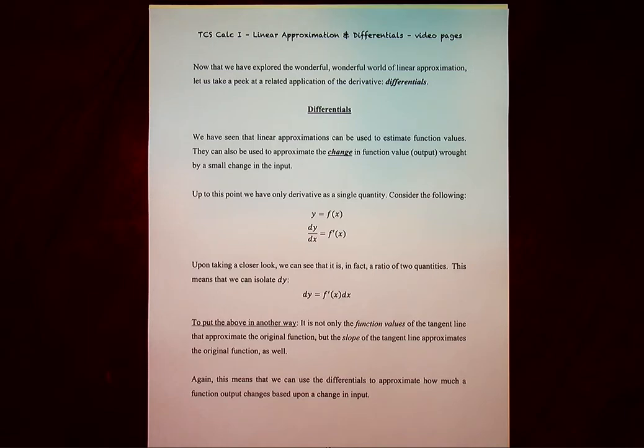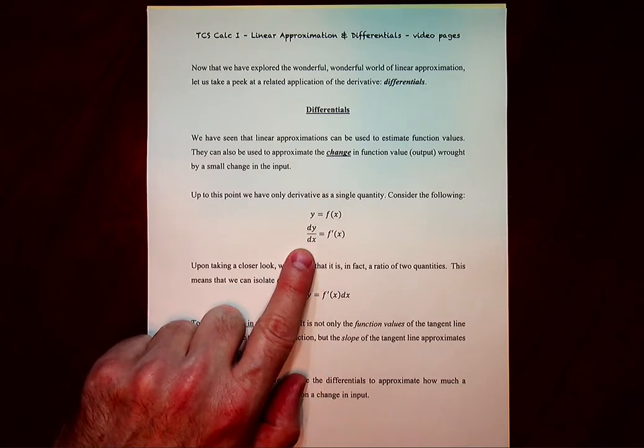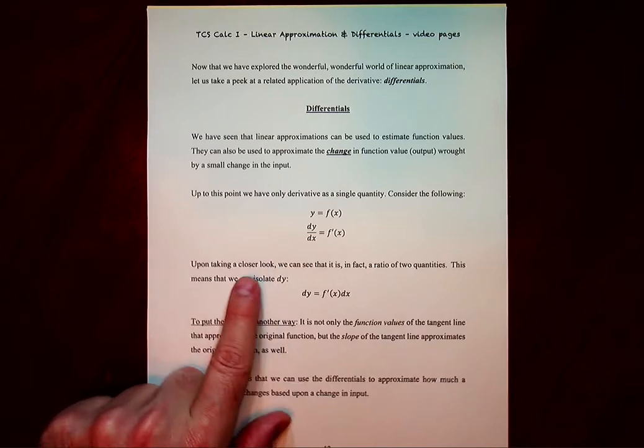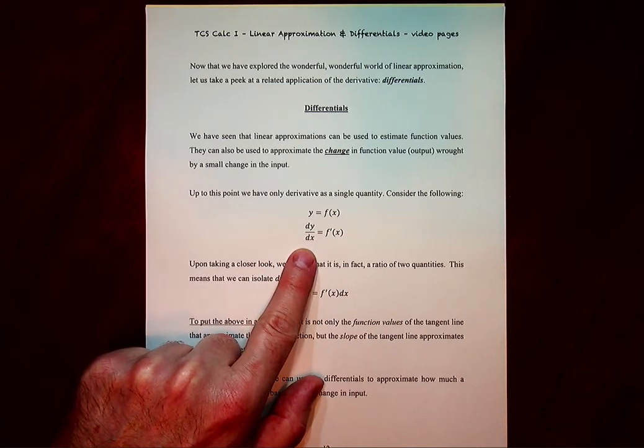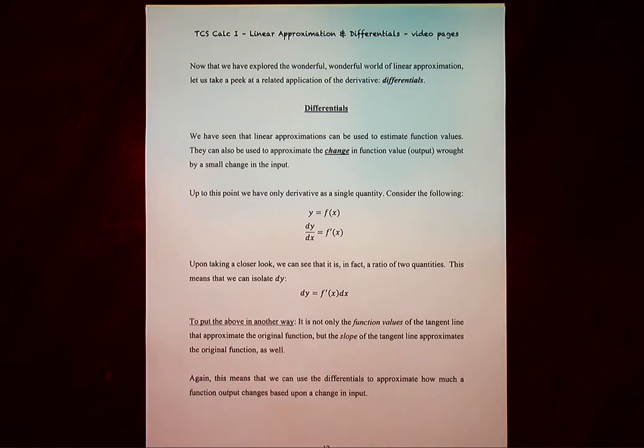But first of all, we need to remember that if y is equal to f of x, then dy/dx is equal to f prime. Now, like I said before, we have thought of dy/dx as a single quantity, but it is a ratio, and therefore it can be changed into dy is equal to f prime of x times dx. And the dy and the dx are what are referred to as the differentials, okay?